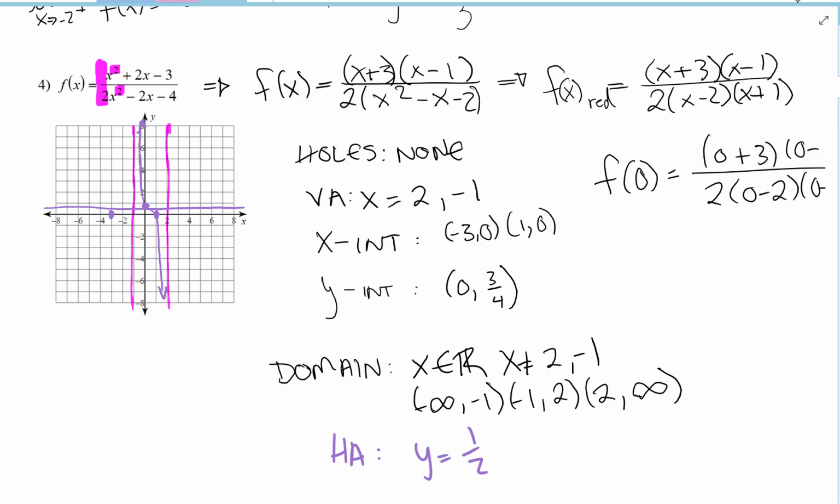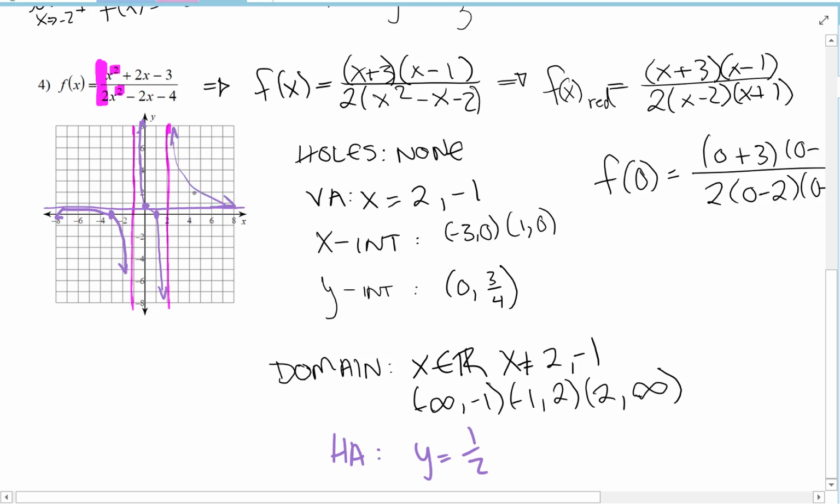It's okay for a graph to cross a horizontal asymptote. A horizontal asymptote is really what helps us know the end behavior. Further out, though, we will not be crossing horizontal asymptotes. So my estimate here is that this branch is in this lower left-hand corner, which would put this branch up here.